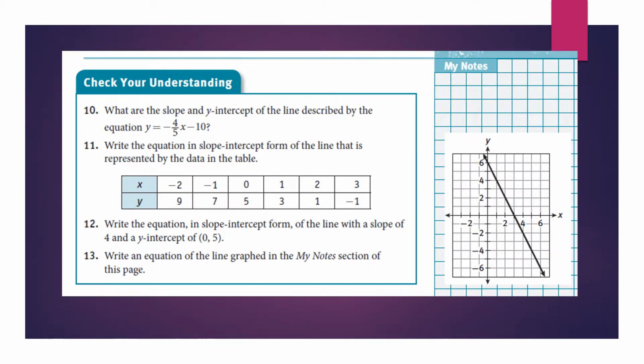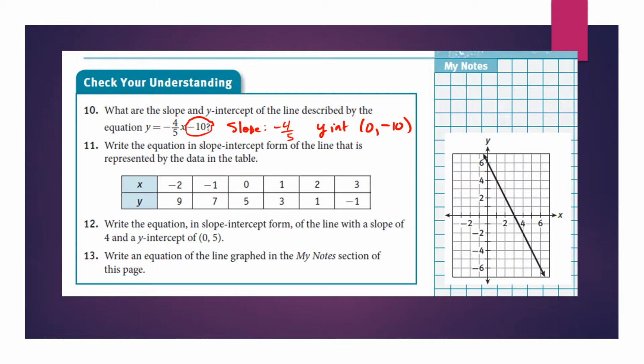So we're going to check and see how we're doing here. So number 10 says, what are the slope and y-intercept of the line described by this equation? So hopefully you recognize the pieces. The slope is -4/5. That's the coefficient of x. And the y-intercept is going to be (0, -10), because the b here in this y equals mx plus b was -10. Have to be careful with your signs.